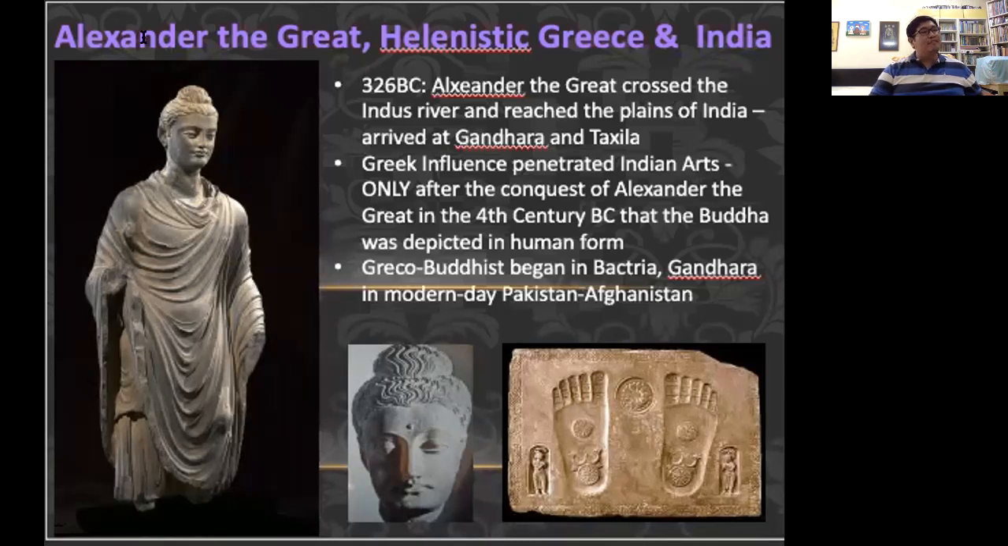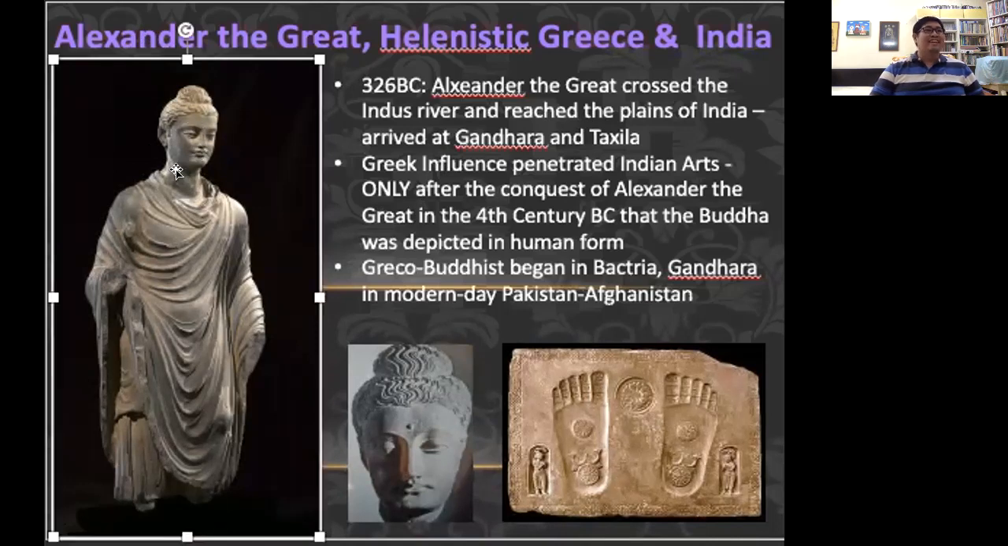If you notice, the first Buddha statues are found in Gandhara and in Taxila, which is now northern India near Kashmir. Can you see this Buddha statue? How does he look? He looks very Caucasian. He doesn't look Indian. Look at his face. He looks very Greek. So the Greeks were very important.